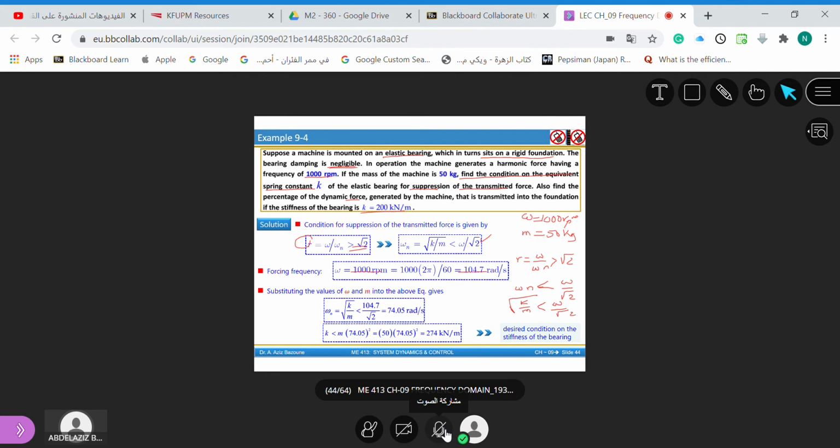Now, if we substitute the values of K and M into this equation, we will find the following condition: omega n is less than 104.7, the frequency, divided by square root of 2. This will give you 74.05 radian per second.